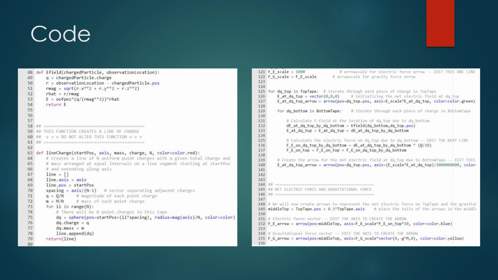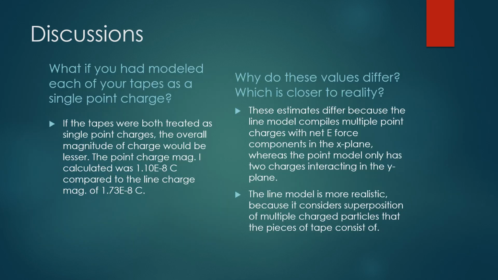This basically utilizes superposition in my code, calculates the net force on each point, and then combines to find the total electric force and determine the total electric charge on the entire floating piece of tape. This other section of code just shows how I establish my arrows in the model image. Not as important here.